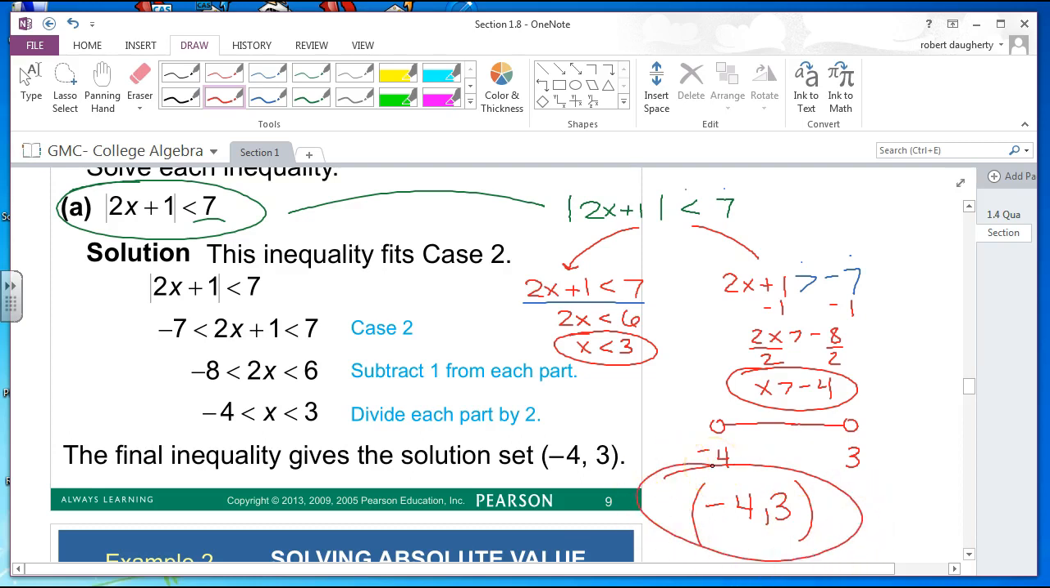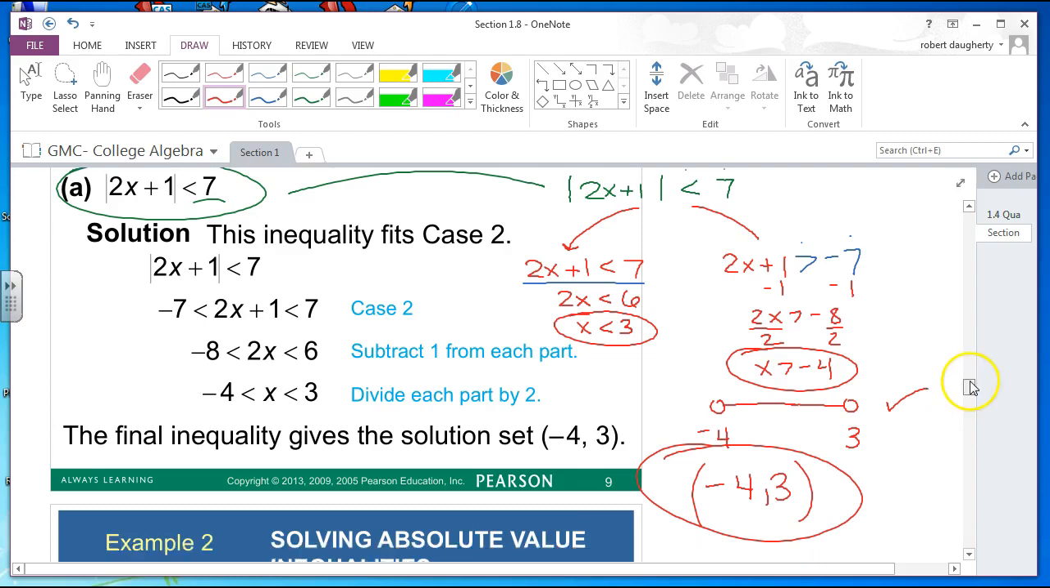So again, when you have these absolute value inequalities, your key is to break it into two problems. You'll get the solution. A number line is a useful visual to see that, and then you write in interval notation what the solution is.